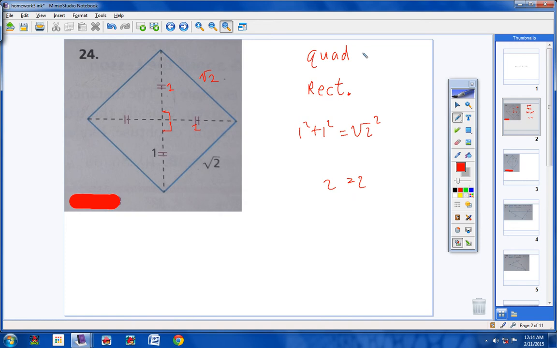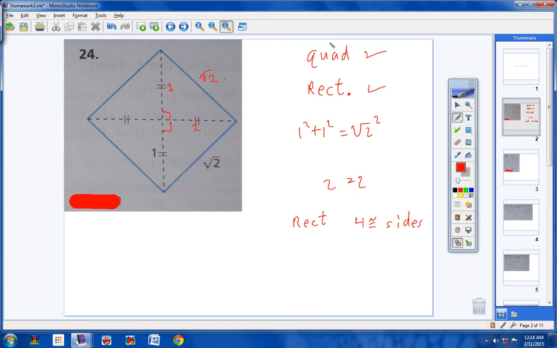So far I know I have a quadrilateral. I know I have a rectangle. Now I know all of the sides are congruent. So I'm dealing with a rectangle that has 4 congruent sides. What is that? See how I prove that?